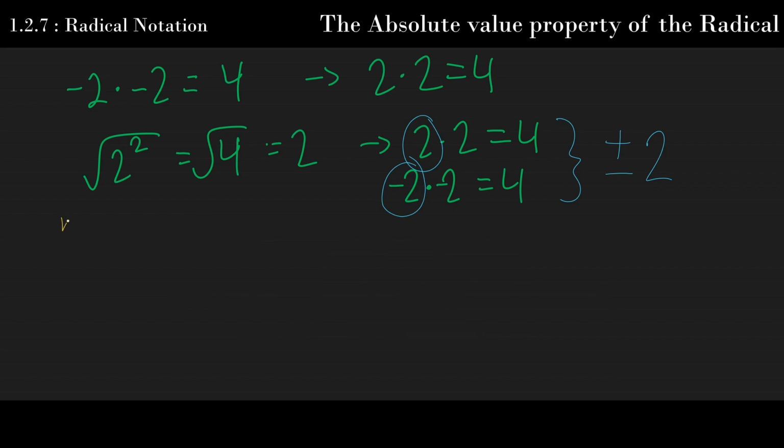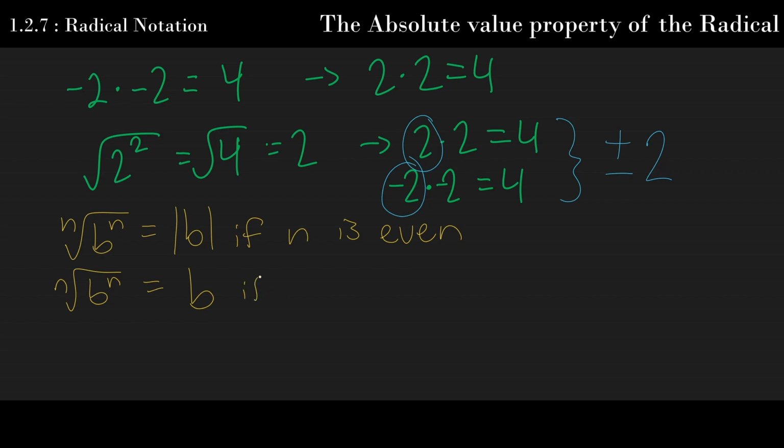Therefore, we say that the nth root of b to the n equals the absolute value of b if n is even, and the nth root of b to the nth power equals b if n is odd. We get the absolute value of b only when n is even, because n signifies how many times b is multiplied together.